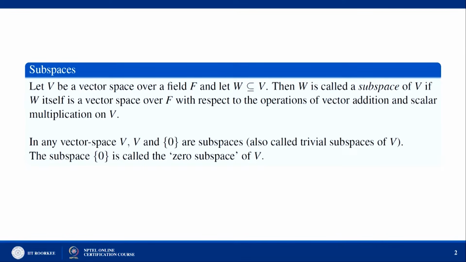If it is itself a vector space over the same field F, then we say that it is a subspace of V. In any vector space V, two subspaces are trivial. The first one is V itself, because V is a subset of V and it is a vector space, and the second is the 0 subspace, which is simply the additive identity and is also called the 0 subspace of V. So, if a subset W of a vector space V is given, and W itself is a vector space over the same field F with respect to the same vector addition and scalar multiplication, then we say that W is a subspace of the vector space V.